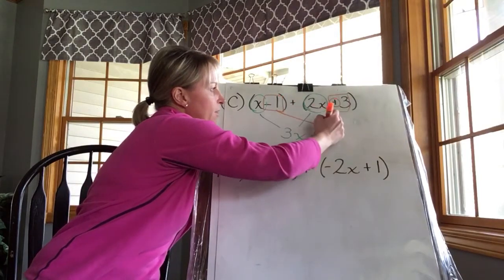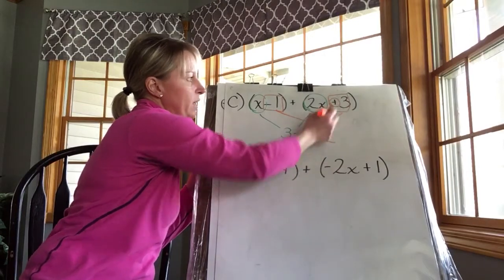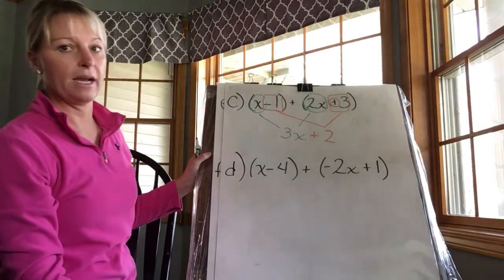Because with 1 and 3, we have a negative and a positive, we're going to subtract. So 3 minus 1 is 2, and take the positive sign, because that's the greater number.